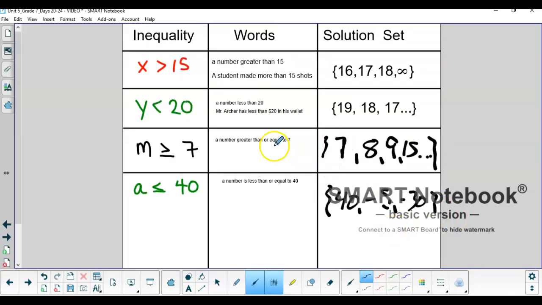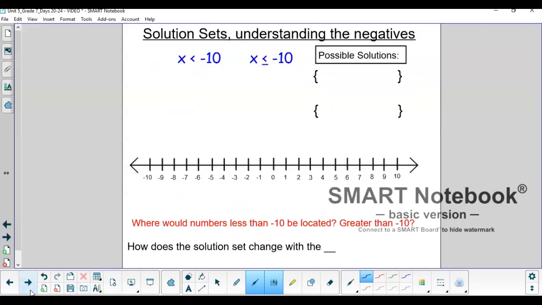So today we're starting off with just the basics. Are you able to read the inequality? Are you able to show a real world example, or take a real world example and change it to an inequality? And then solution sets, 3 or more numbers that make it true. So up here, now we're going to get into just being able to graph a little bit today, and then again working with solution sets.